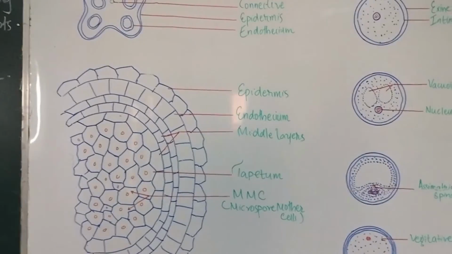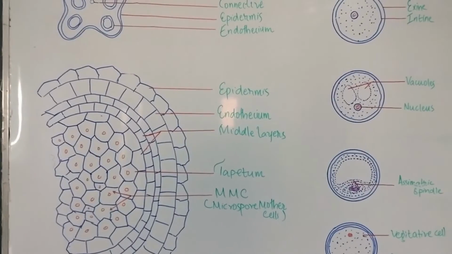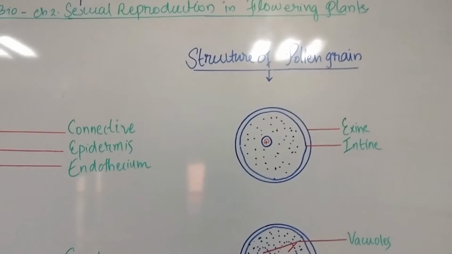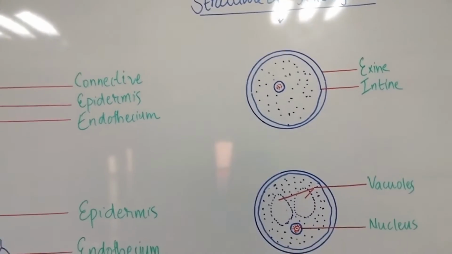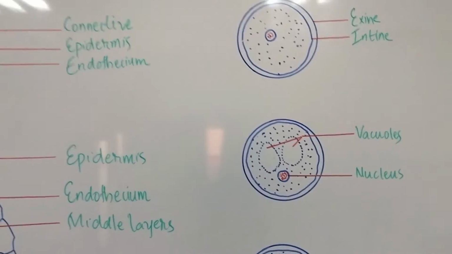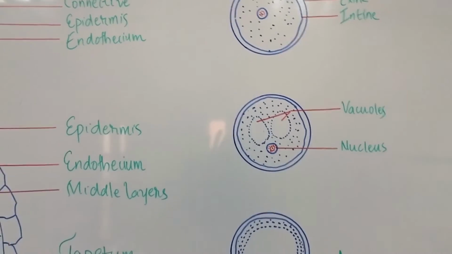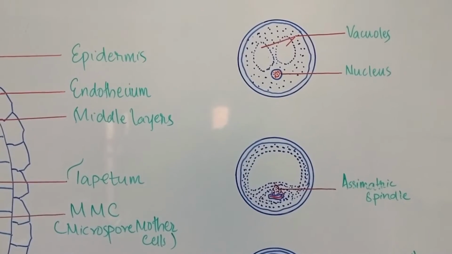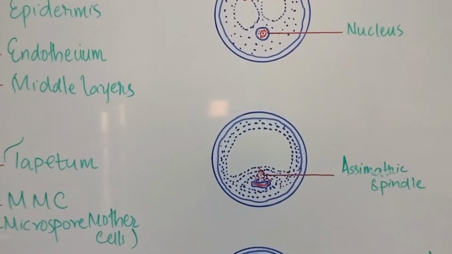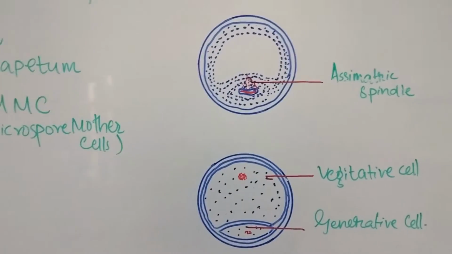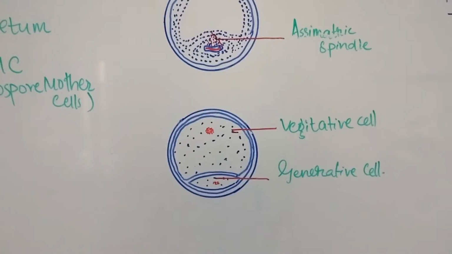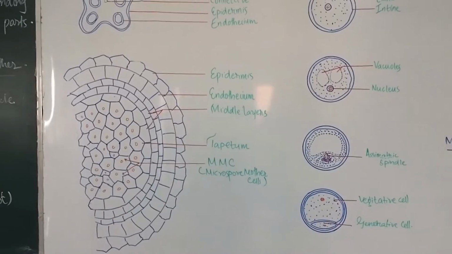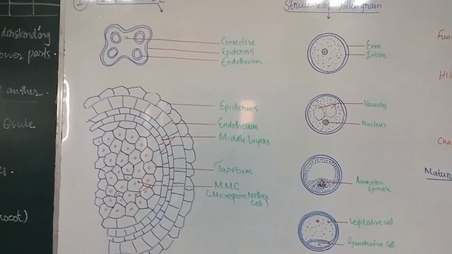Coming to the structure of a pollen grain, each MMC will become 4 pollen grains. The individual pollen grain will have the intine and exine, with the spore of pollen in hardest material. It will have a vacuole and a nucleus in the initial stages. Finally, asymmetric spindle formation will happen, and finally it will be in the 2-celled stage of vegetative and generative cell. This is a typical structure of an anther diagram.